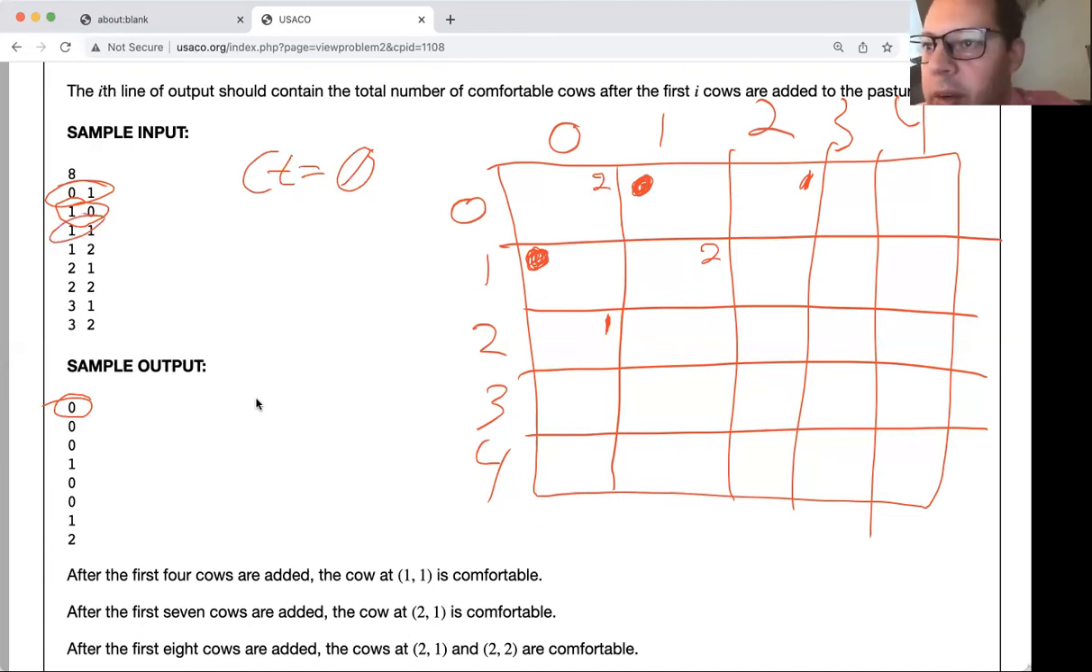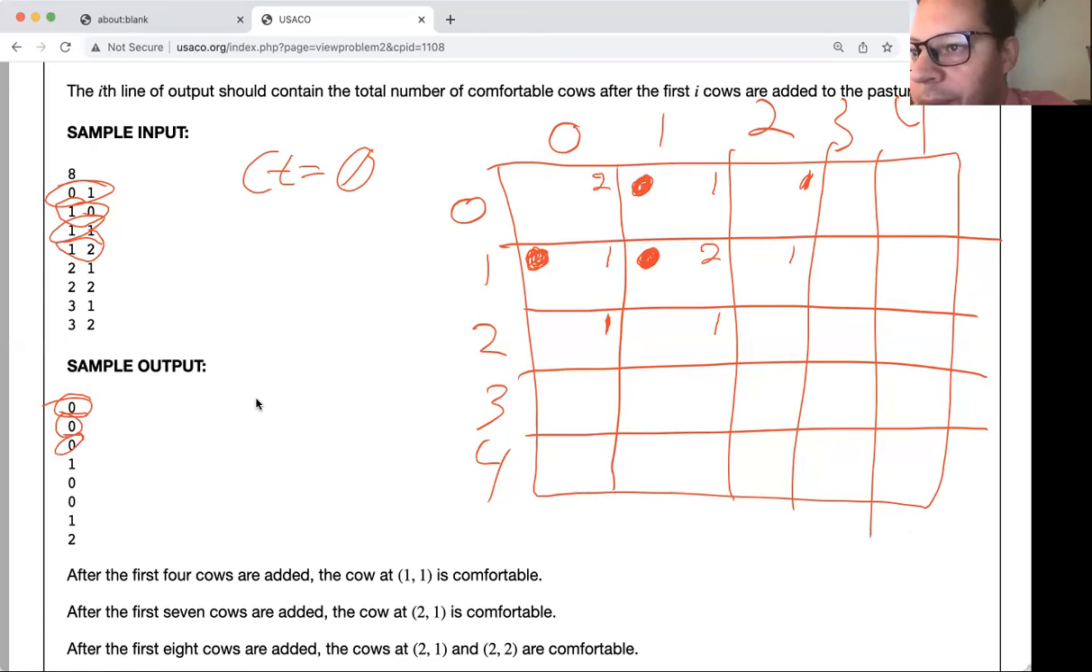Next is at 1, 1. So I'll put a cow here. That cow already has 2 neighbors, but that's not enough to make it comfortable. So my counter is still 0. Just make sure I'm printing these out as I go. So place this cow here. This one, which has a cow, now has 1 neighbor. This now has 1 neighbor. This has 1 neighbor. And then this has 1 neighbor. Still 0 comfortable cows. Next cow is at 1, 2, row 1, column 2.